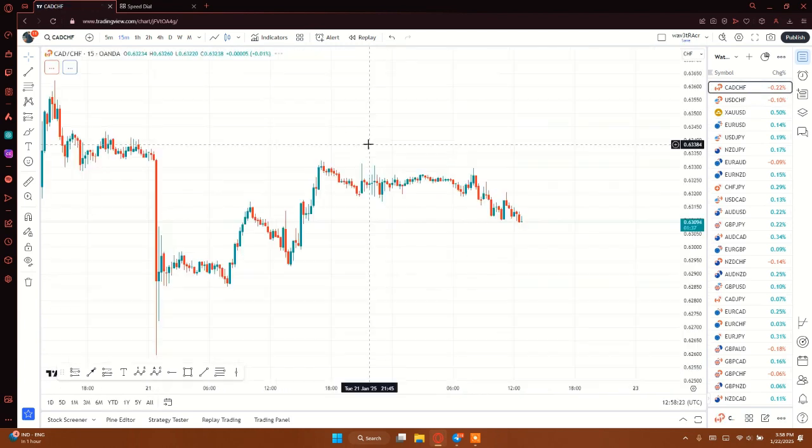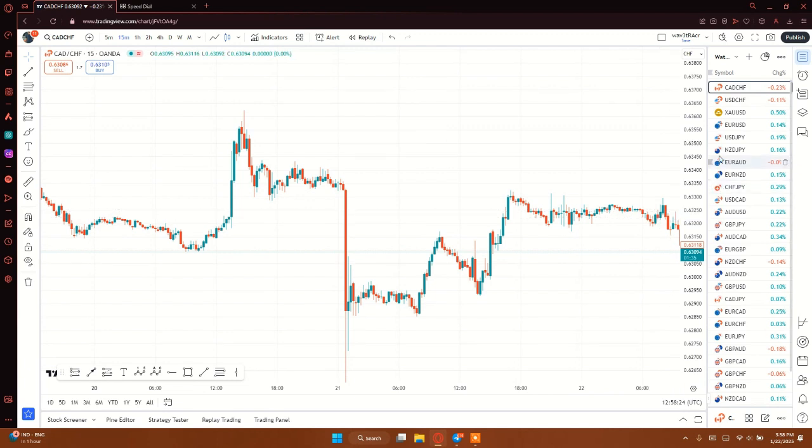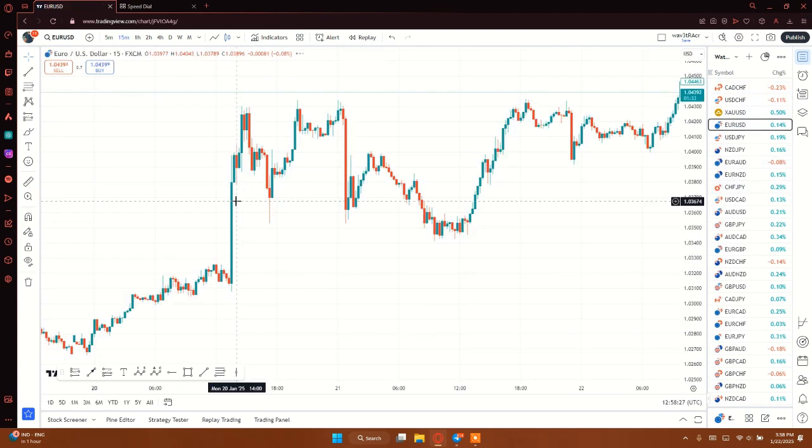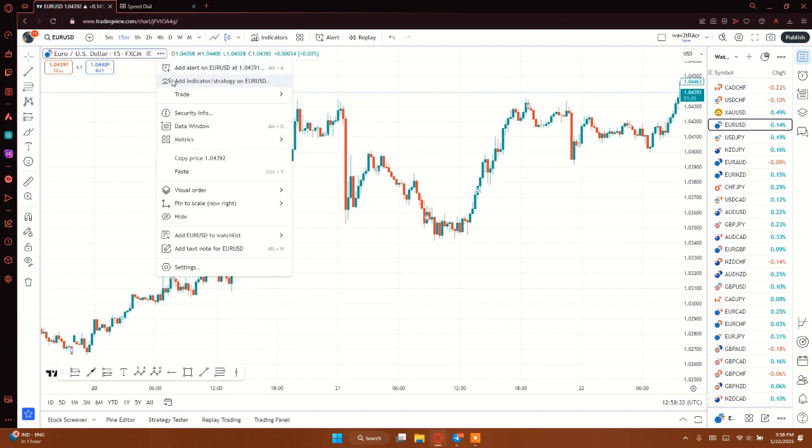I shared this trade earlier and it is almost about to happen. So I'm just going to take a random pair and hide it.